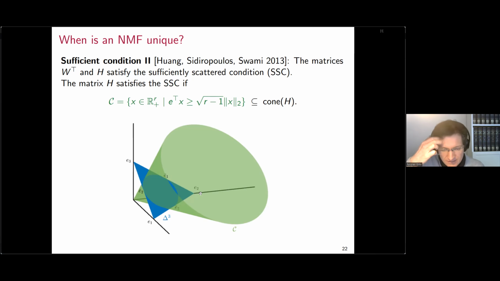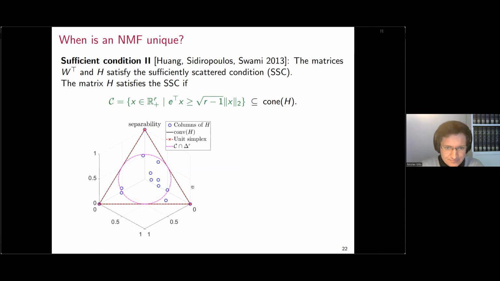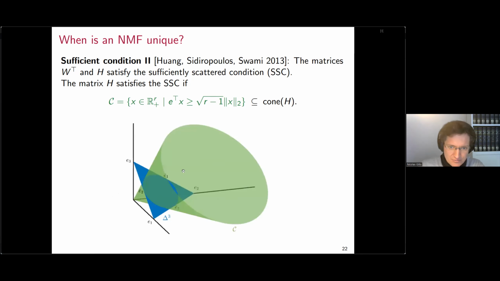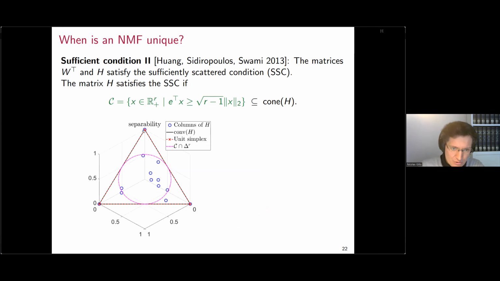So it's an intermediate condition, if you will. And it's called sufficiently scattered because to contain this cone, of course, you need to be sufficiently scattered within the non-negative orthant. Let me show you another representation where I normalize the columns of H. Now I just normalize everything so that everything is on the unit simplex. I'll project everything on the unit simplex. So here is a view from above. This is the origin. This is the unit simplex. This is the intersection of the unit simplex with this cone I mentioned, the green cone before. And the blue points are just normalized columns of H.